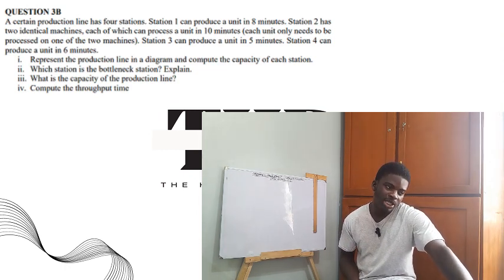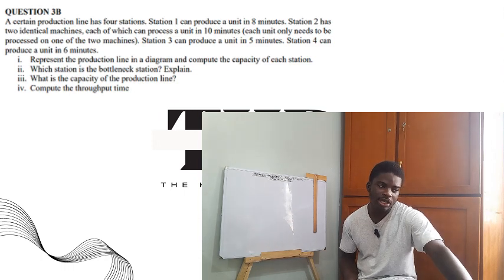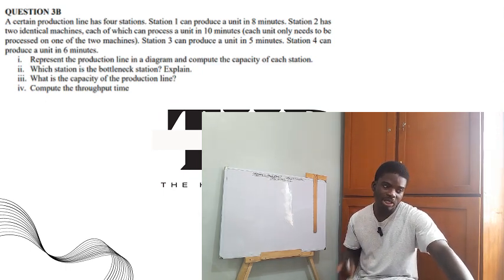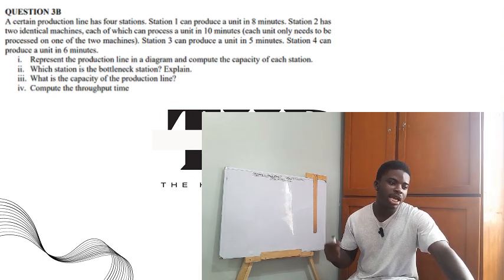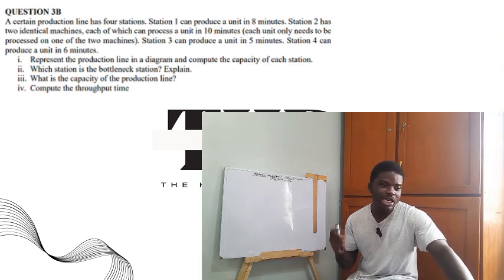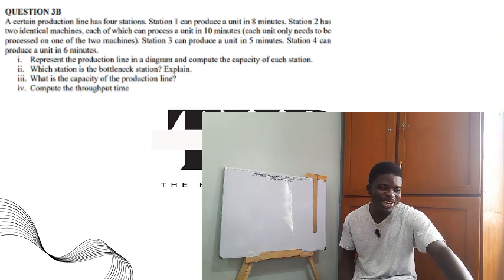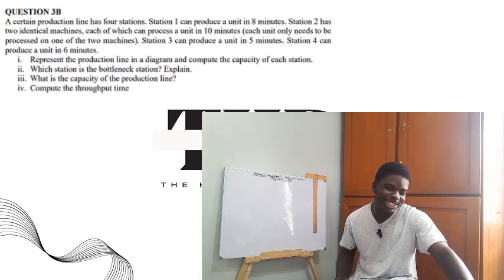A certain production line has 4 stations. Station 1 can produce a unit in 8 minutes. Station 2 has 2 identical machines, each of which can process a unit in 10 minutes. Each unit only needs to be processed on one of the 2 machines. Station 3 can produce a unit in 5 minutes, and Station 4 can produce a unit in 6 minutes.